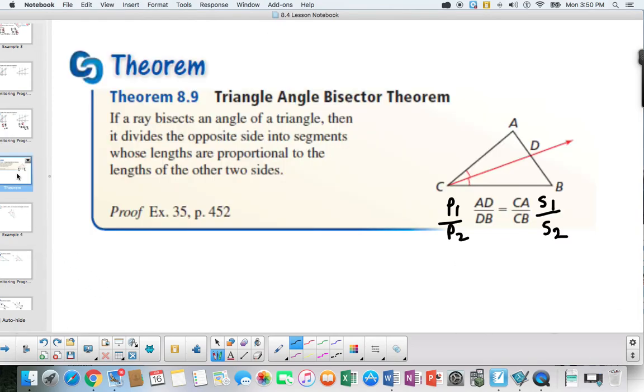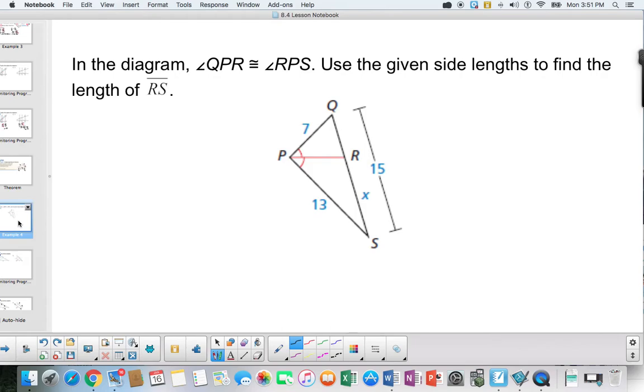Here's our last theorem. It's the triangle angle bisector theorem, and it says that when you have an angle bisector, it divides this into parts. So I'll call this part 1 and part 2, and the ratio between part 1 and part 2 is the same as the ratio of the sides, side 1 and side 2, and that's really how I remember this theorem. Let's go ahead and do this problem.